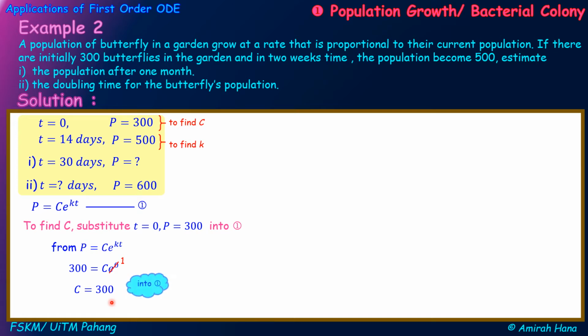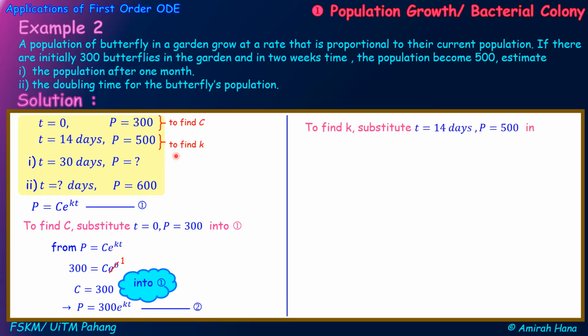After that, we substitute the value of C into equation 1. Then after we substitute, we get P equals 300 e to the power of KT. We substitute C equals 300 into C in equation 1, so we get this. After that, we can name it equation 2.